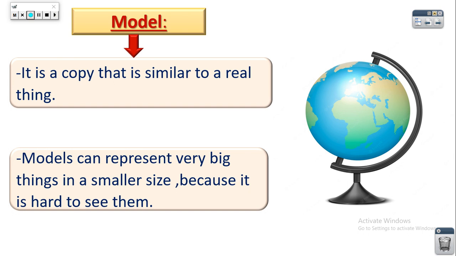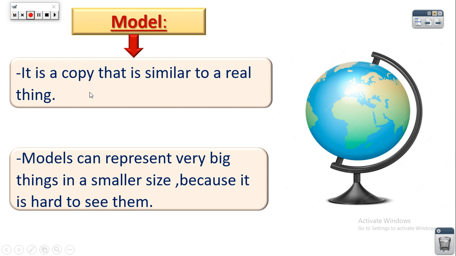A model is a copy that is similar to the real thing. As you can see, that's the model of the Earth. Can you see the Earth from outside? No. Why? Because we live inside the Earth. To see the Earth from outside, you need to go in a spaceship to space, and it's very difficult to happen. But we want to see the shape of the Earth, so we make a model of the Earth. A model is similar to the real shape of the Earth. That's the meaning of model. So a model is a copy that's similar to the real thing.